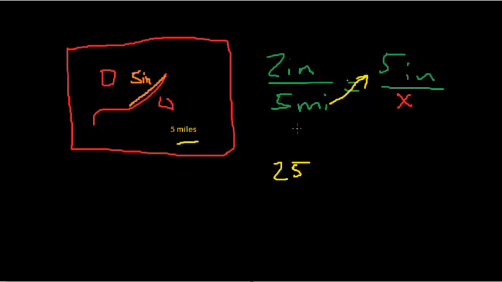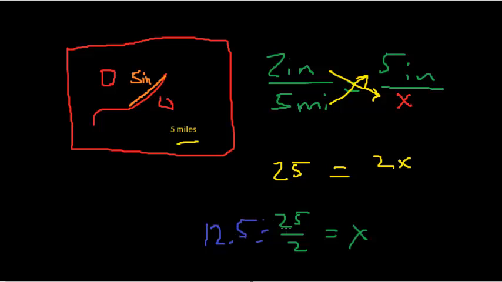I'm going to ignore my units for now. Right, this has to equal then 2 times x, or 2x. Again, what this means is my unknown is equal to the opposite side divided by what I was multiplying by. So 25 over 2 better be equal to my unknown. Or in this case, 25 over 2 is 12.5. So that 5 inches of river along my map is equivalent to, in the real world, 12.5 miles of river.